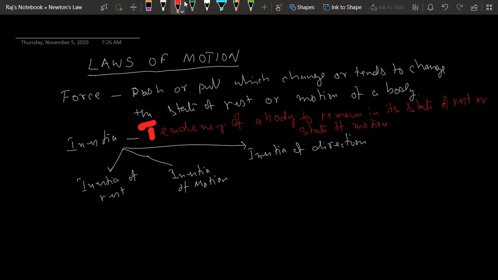Number 1 is inertia of rest, number 2 is inertia of motion, and number 3 is inertia of direction.